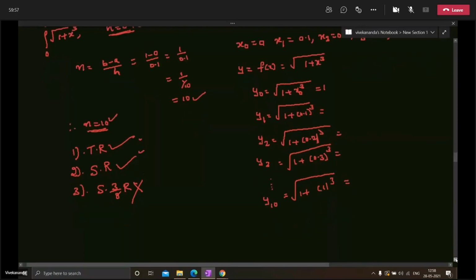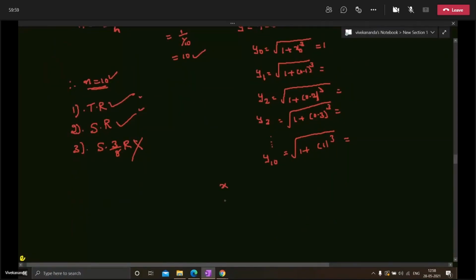You write down the table of x and y, from x0, y0 up to x10, y10. Now construct the trapezoidal rule and Simpson's rule. That's all.